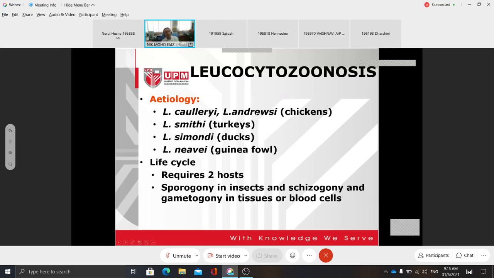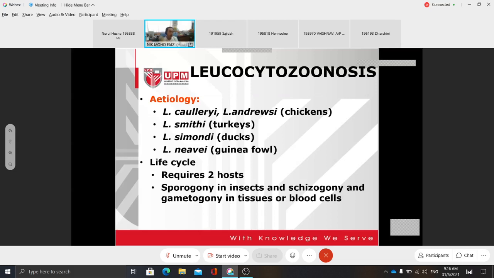The life cycle requires two hosts. The sporogony stage is in insects, like mosquitoes or simulium flies. And the schizogony and the gametogony are in tissue or blood cells, which requires them to replicate in tissue, which is in the chickens or in the other hosts, turkeys, ducks, or any others.